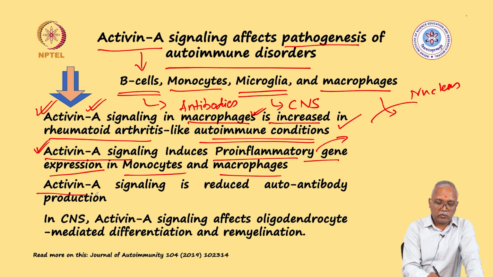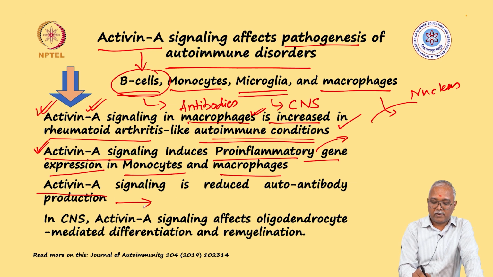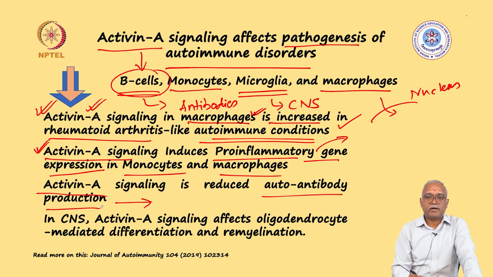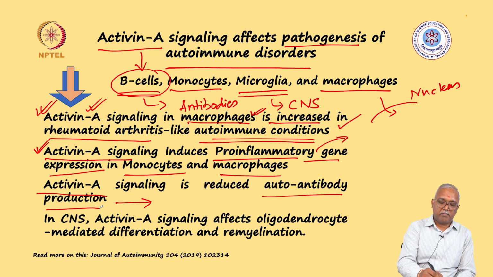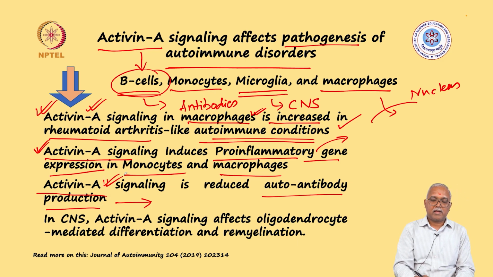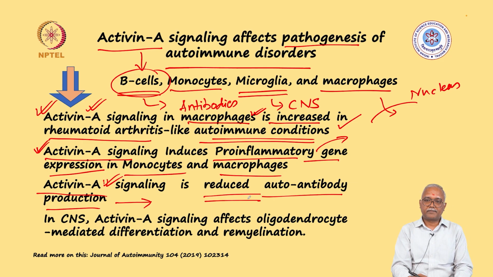And by working through B cells, which are known to make antibodies, the activin signaling ensures that autoantibody production is inhibited. We understand that in an autoimmune disorder situation, you will have B cells which will be making antibody against own antigens. So activin signaling recognizes this condition and dampens the activity of the B cell. That is why reduced autoantibody is produced.